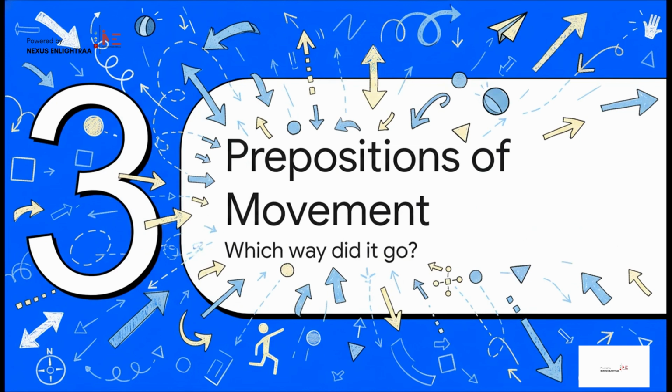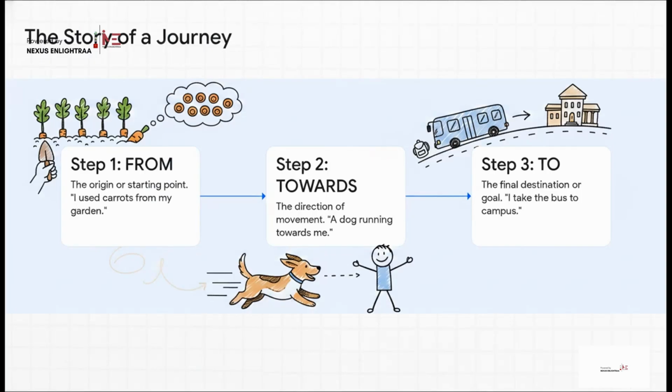Okay, last big category, let's do this. We've pinned down events in time, we've located things in space. Now it's time to get things moving with prepositions of movement. This is all about answering which way did it go. I love this slide because it literally tells the story of a journey. Every single movement has a beginning, a middle, and an end.